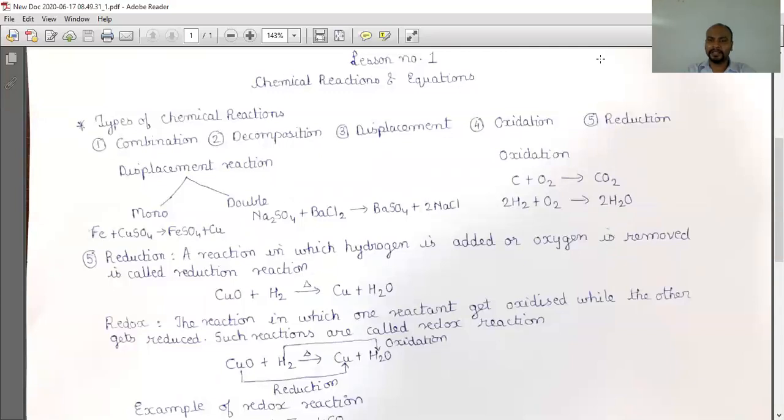We'll just revise once. What is displacement reaction? Displacement reaction is the reaction in which highly reactive metal displaces the less reactive metal. There are 2 types of displacement reaction: mono displacement and double displacement. Let us take an example to study mono displacement.